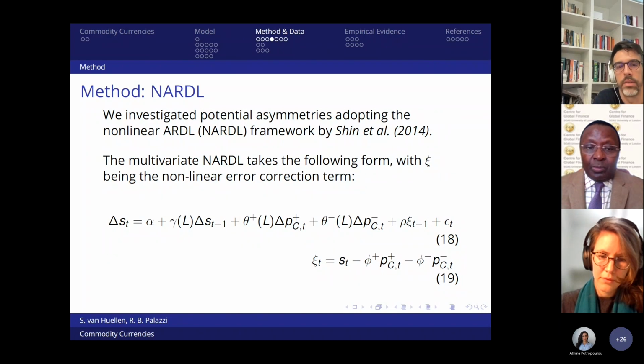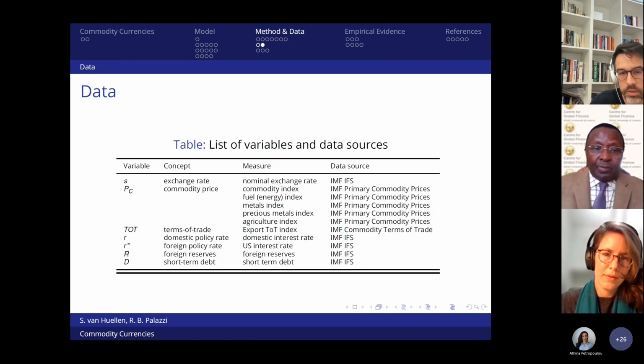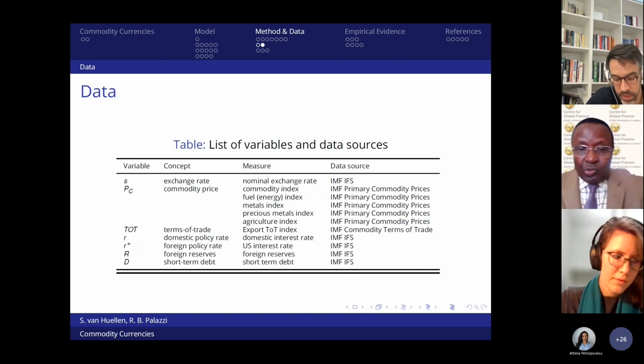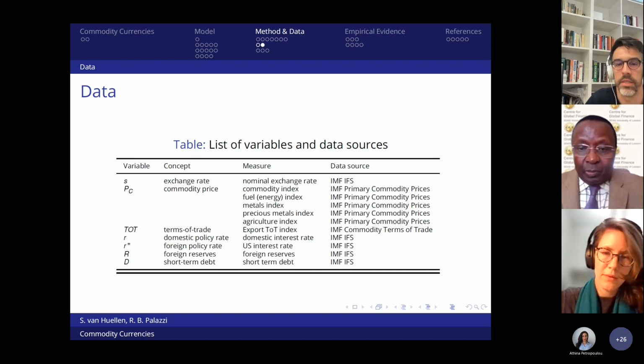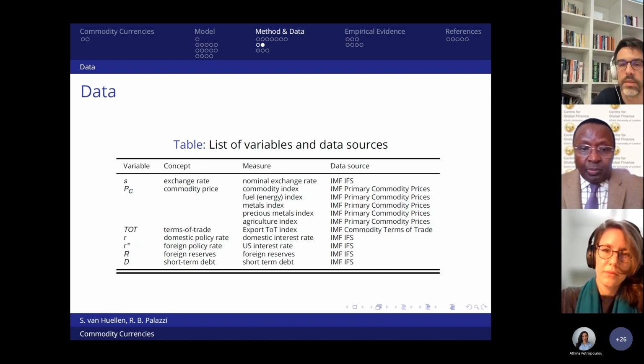Can you skip one slide just to talk about the data? Yes, it's important to understand the data first, because the data that we chose, based on our theoretical model, was the nominal exchange rate, the commodity index, and the sub-indices.